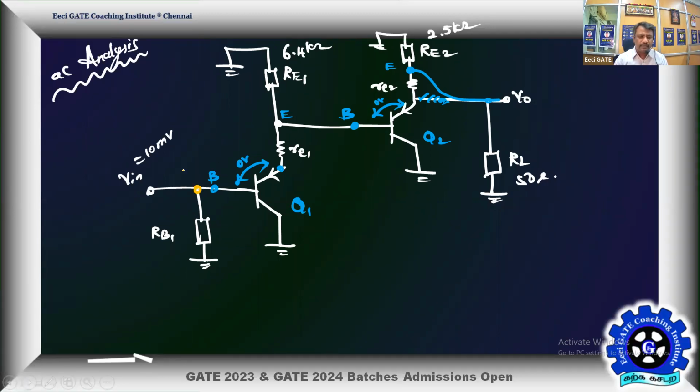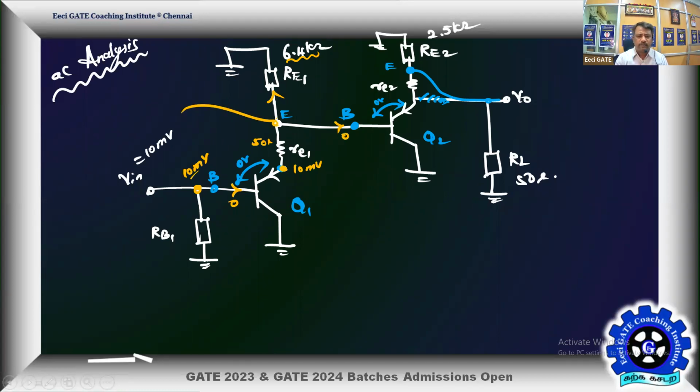This point is 10 millivolt, and given that the input resistance of the BJT is infinity, the base current can be taken as 0. So there is no base current. The base potential is 10 millivolt with no potential difference, therefore this is also going to be 10 millivolt. RE1 is known, 50 ohms, and this is 6400 ohms. The current goes this way, and there is no current in this base as well.